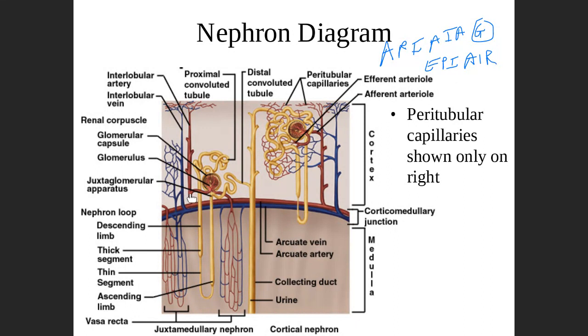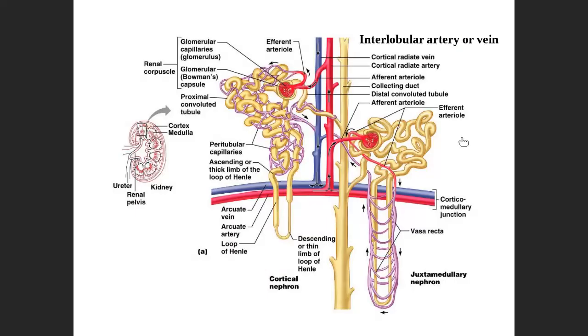Okay, so that's how the blood supplies go in and out. So you need to know the order. And you can expect me asking you a question regarding that. Show you a similar thing, and the key difference between cortical nephrons and juxtamedullary nephrons.